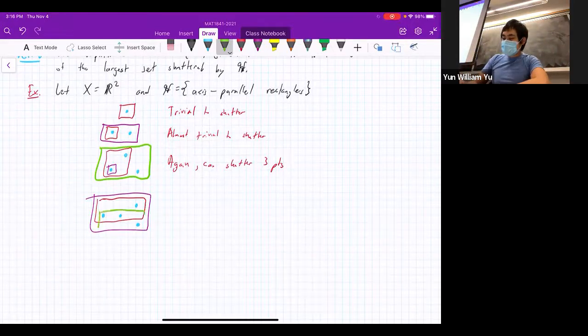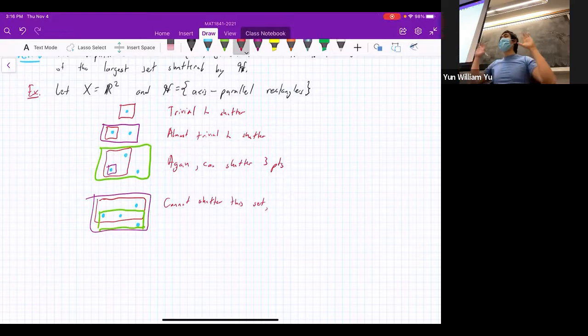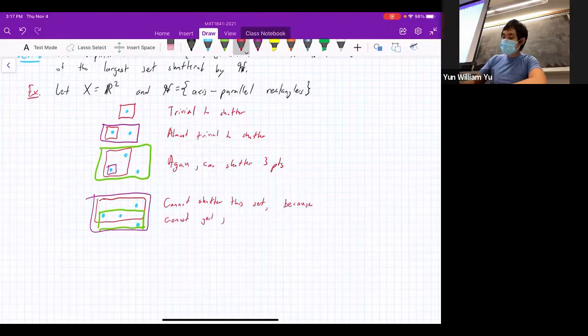So you could try something else, but that also doesn't work. And so we can't actually shatter this set. Cannot shatter this set. And one way of seeing this is you can't get just the 3 outer points. If you get the 3 outer points, then you have to get the inner point. So this is not shatterable.